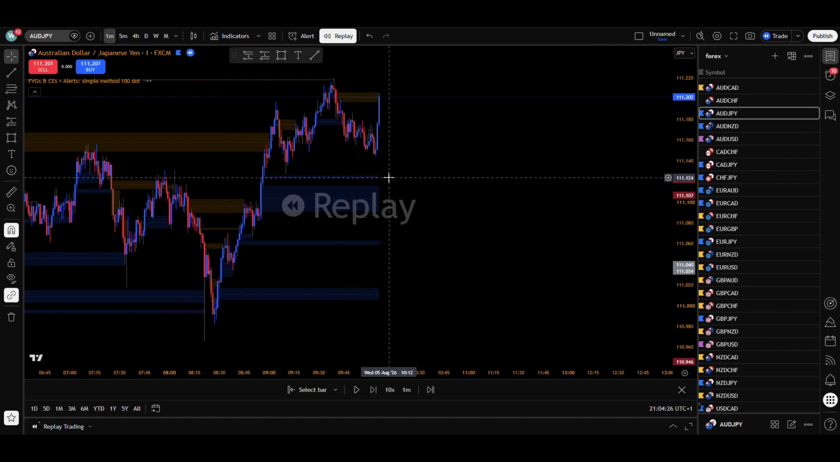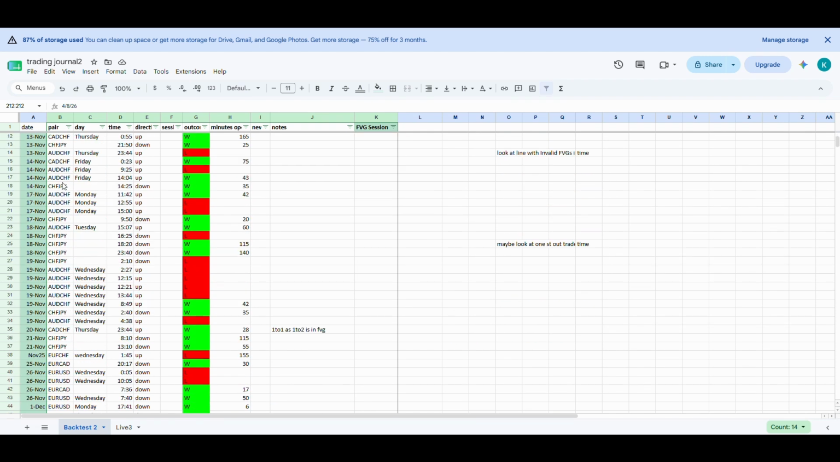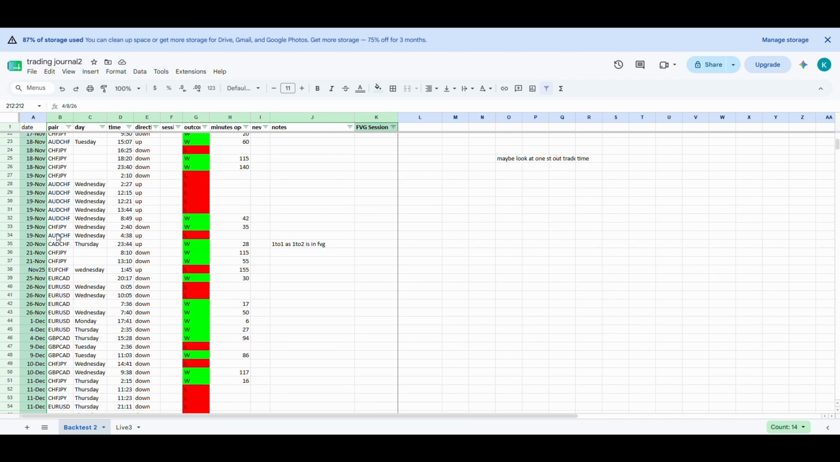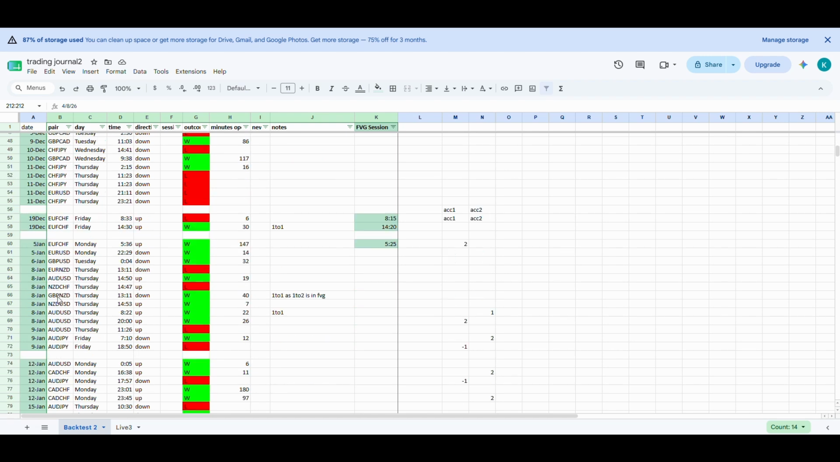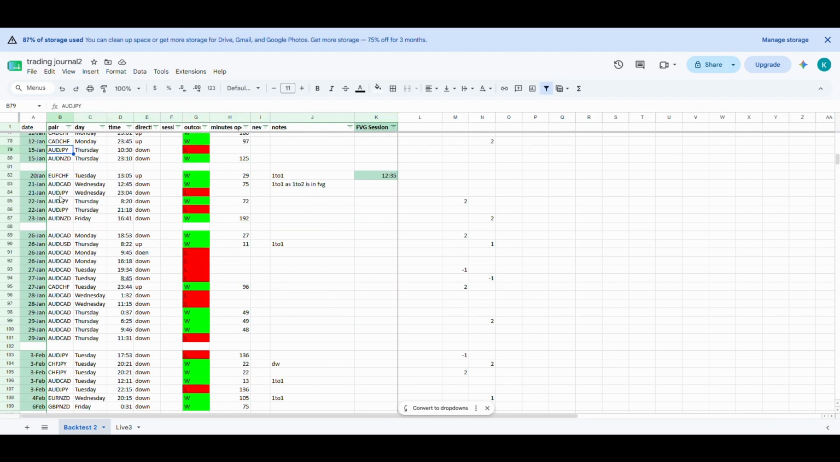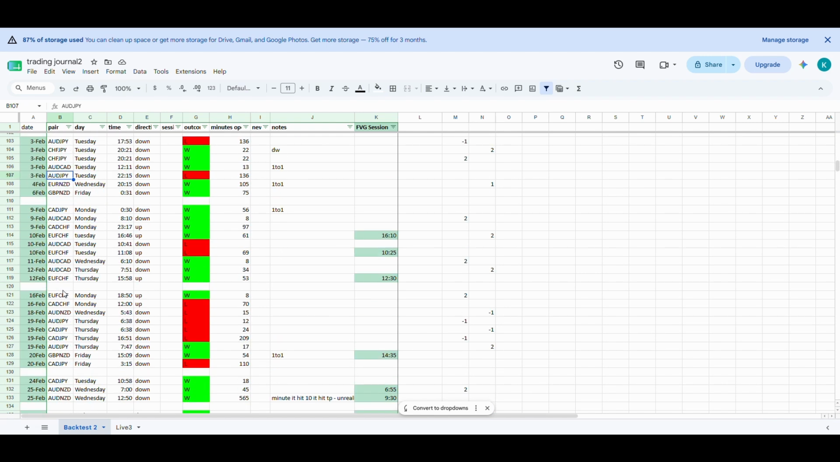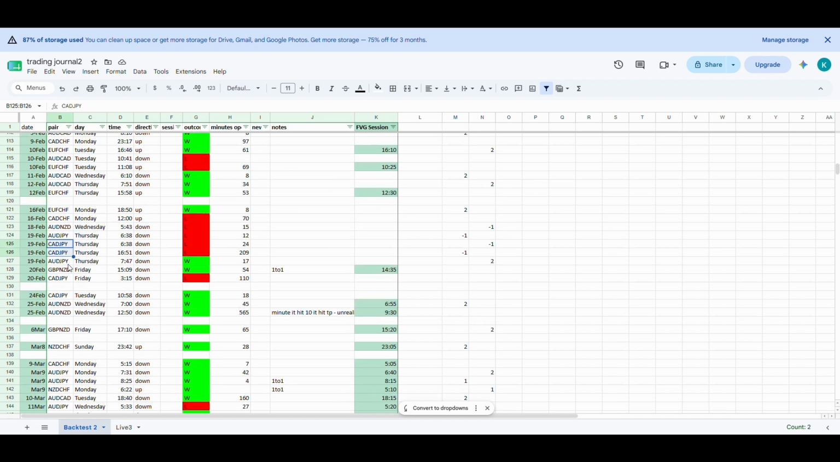I think AUD is one that I lose quite a lot on. I haven't taken many trades in it, but a lot of them, AUD is a loss. It's one there, one there, one there. That's a win. There's one there. AUD is one there, one there. See what I mean? It's a win, but there's one there. And maybe JPY pairs, you never know.